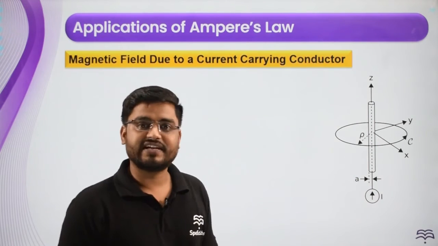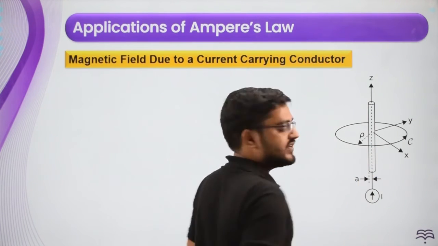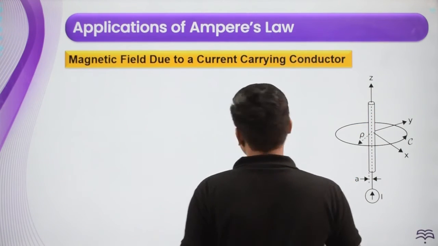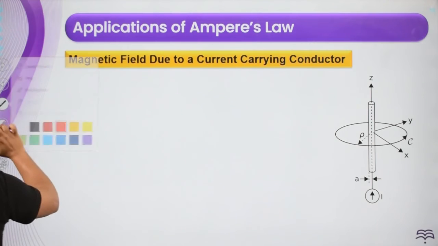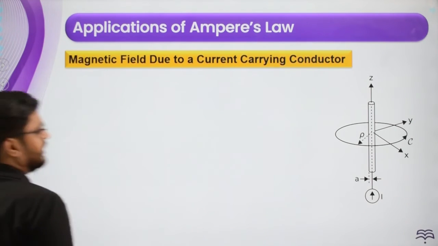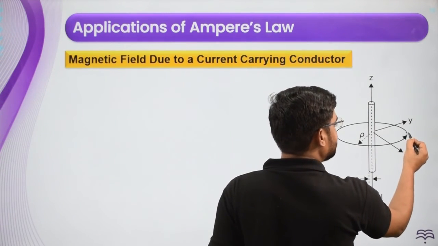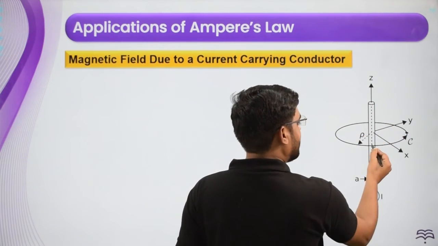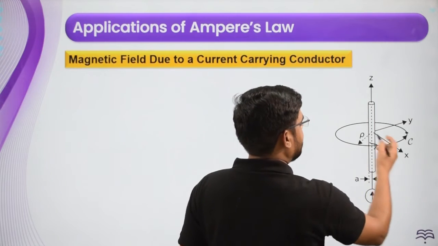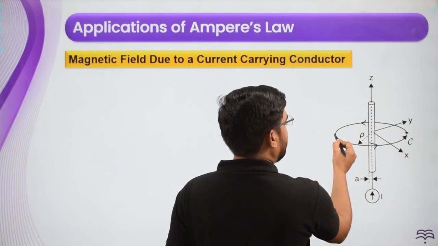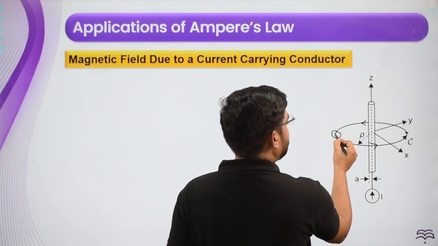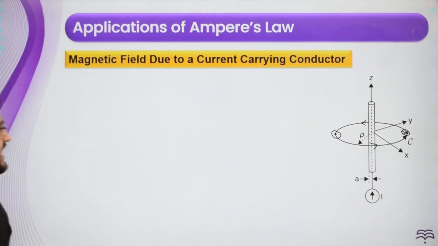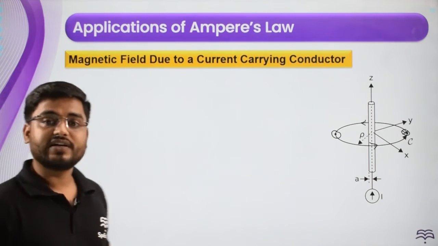First is the direction of magnetic field. The direction of magnetic field is given by the right hand grip rule. You just grip the wire, and at this particular point the direction of magnetic field is into the plane of the paper. At this point it is towards right, at this point it is towards left, and at this point it is out of the plane of the paper, and here it is into the plane of the paper. So this is the direction of magnetic field due to a current carrying conductor.